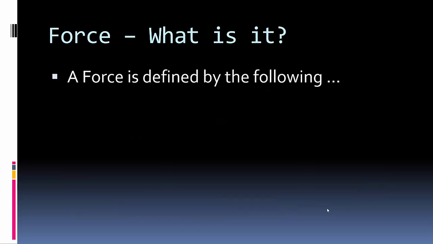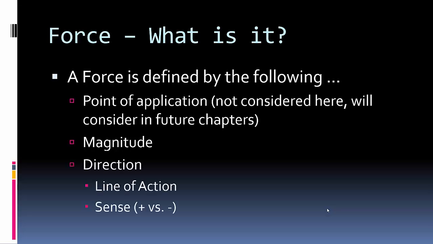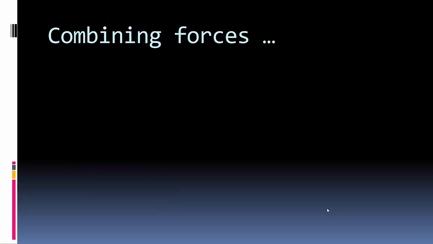Okay, so first let's talk about forces. What is a force? Well, a force is defined by the following. It's defined by its point of application, which ironically we're not going to talk about here in Chapter 2, but we will consider it in future chapters. And it's defined by its magnitude, and lastly by its direction. And direction kind of has two components to it. It has a line of action and it has a sense. Consider a vertical force. The line of action is vertical, it's up, down, right? But the sense is whether it's up or whether it's down. A vertical force could be up or it could be down, you don't know. The sense gives you the direction of it.